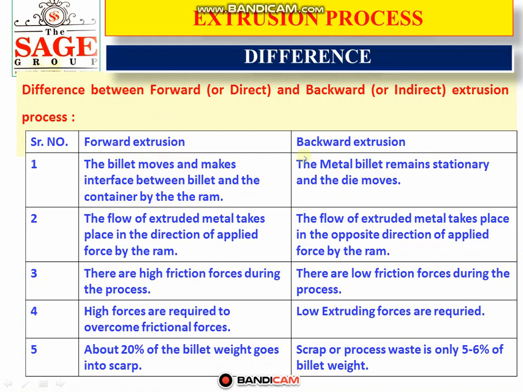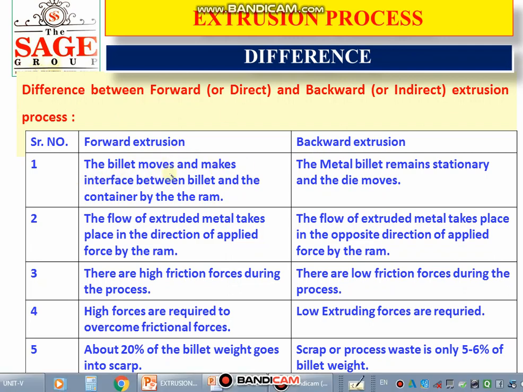And now the differences between forward and backward extrusion. Point number 1, in forward extrusion the billet moves and makes an interface between billet and container by the ram, but in backward extrusion the metal billet remains stationary and the die moves. The second point is that in forward extrusion the flow of extruded metal takes place in the direction of the applied force by the ram, and in backward extrusion the flow of extruded metal takes place in the opposite direction of the applied force by the ram. So these are the differences.